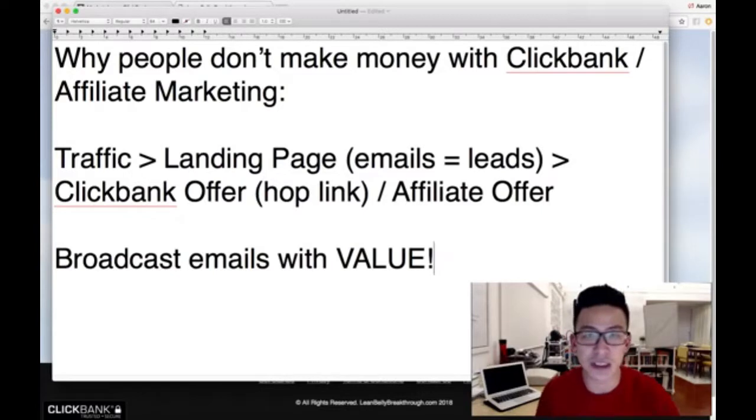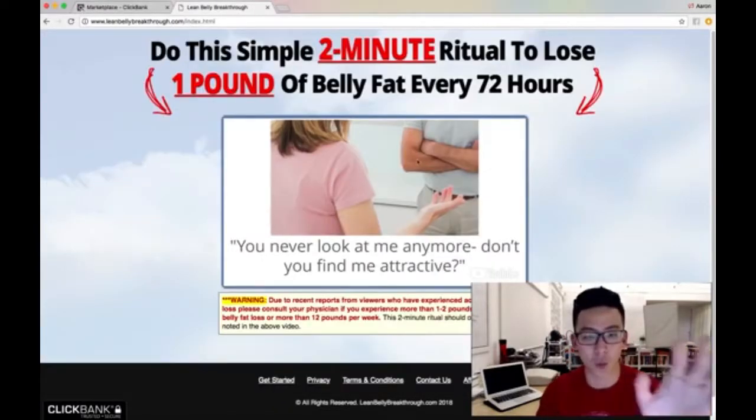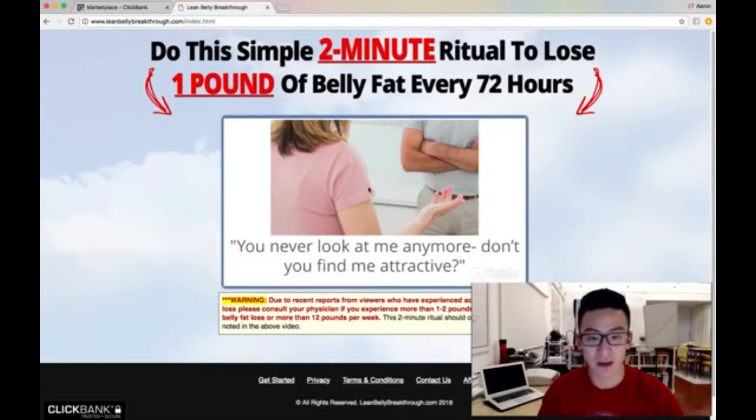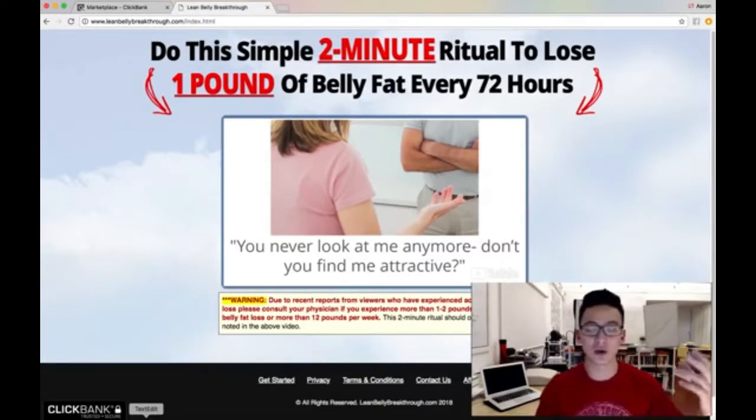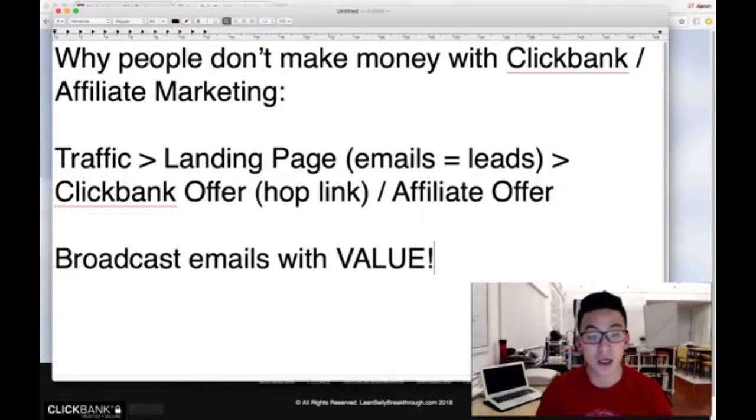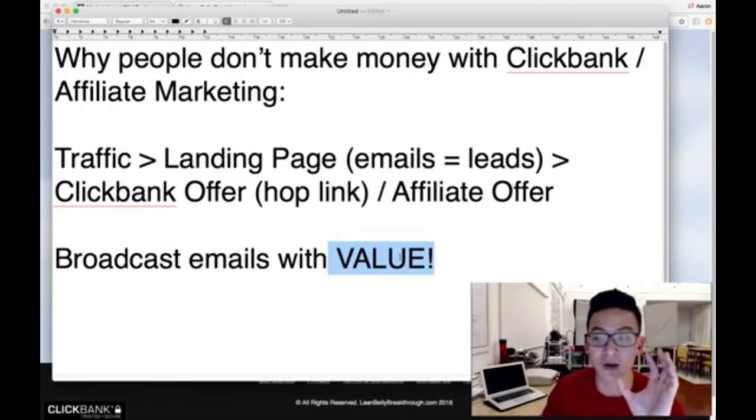Value. That means you teach them something valuable about weight loss, if that's what you're marketing. If you're marketing internet marketing, then you teach them about internet marketing. If you're in the dating niche, make sure you give them tips on dating, whatever it is, okay? You broadcast email, give them emails that give them a lot of value, all right?